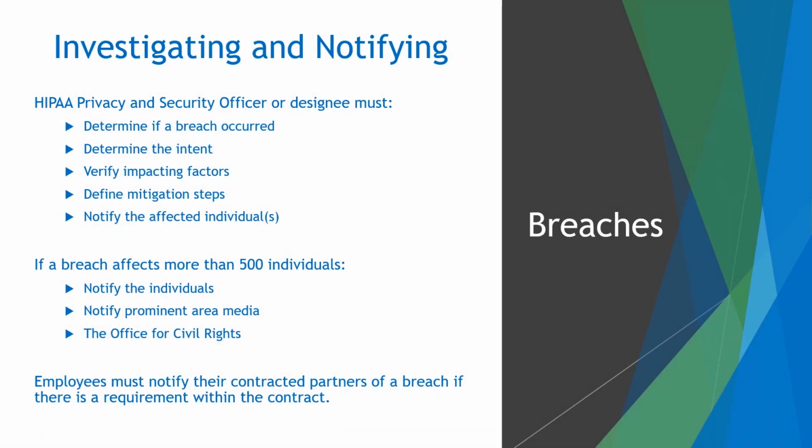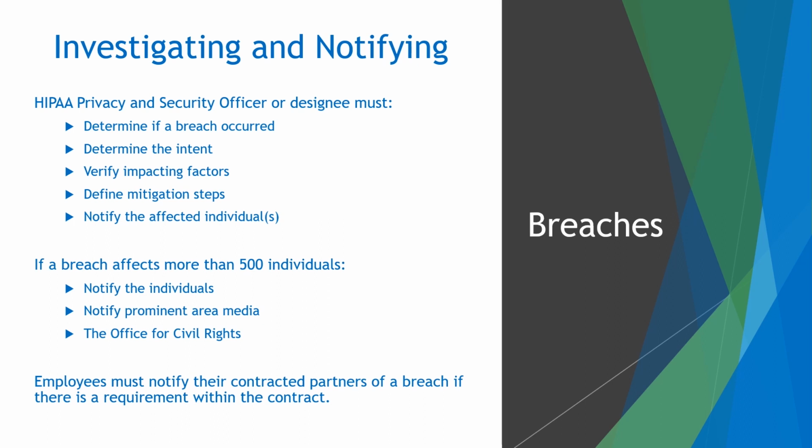It is the responsibility of the HIPAA Privacy and Security Officer or designee to investigate incidents and potential breaches. They are required to gather data to determine if a breach has occurred. If a breach has been confirmed, the HIPAA Privacy and Security Officer or designee must determine the intent, verify impacting factors, and define mitigation steps, including, where applicable, a recommendation for potential corrective action.